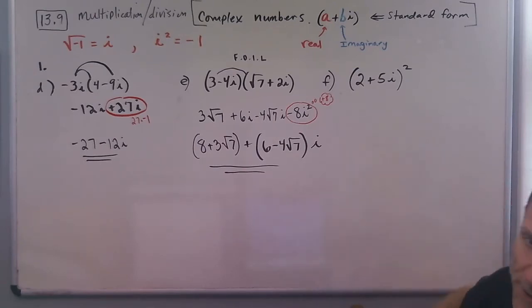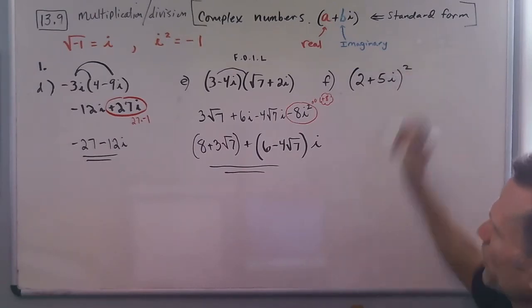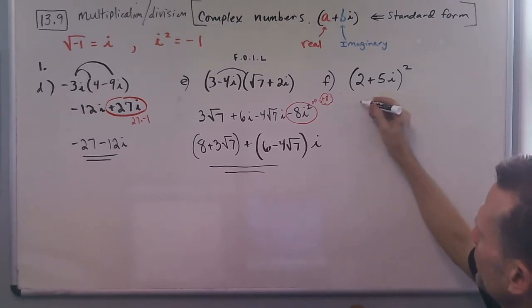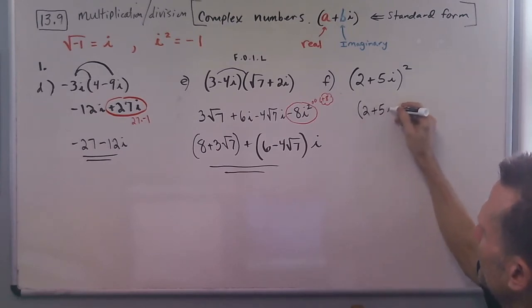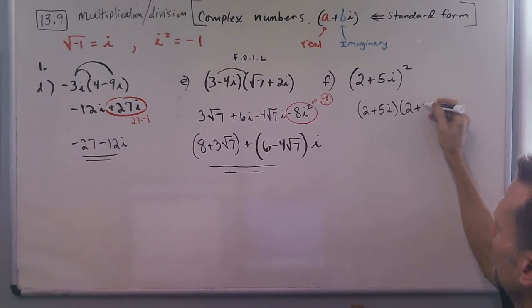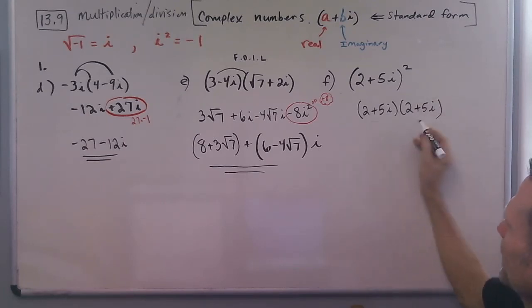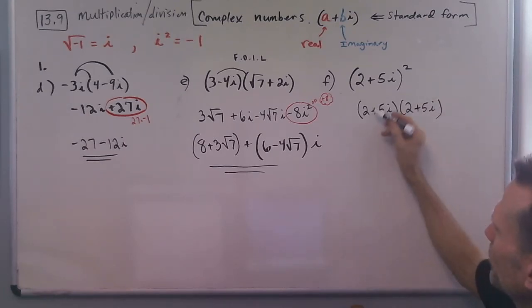Now this last one here, we have to remember, don't just square both those terms. This is a binomial squared. So we have to take it times itself, okay? And we can do the FOIL process.